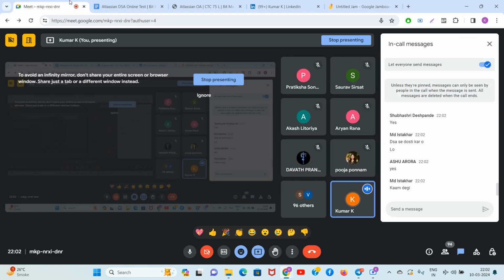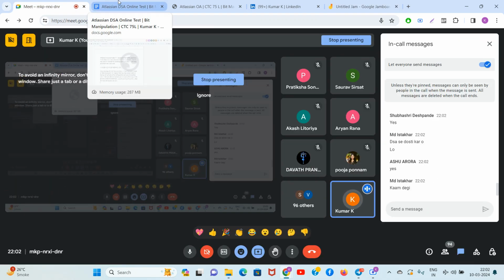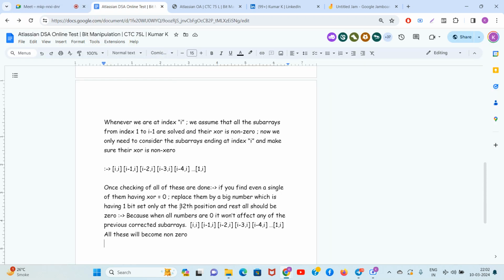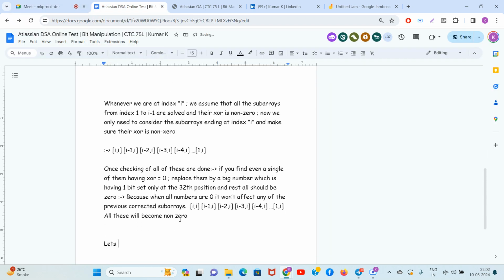Okay, guys, one thing I just want to let you know. Please tell me, what will you do when it happens a second time? Let's say at some other future index, you again find this element to be not good. What will you do? With whom will you replace it? See, I will tell you.